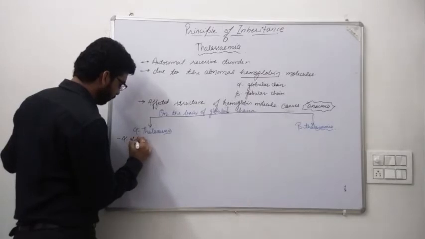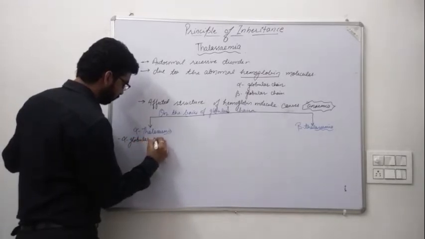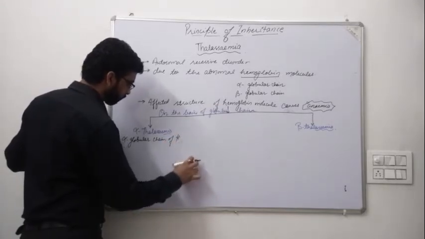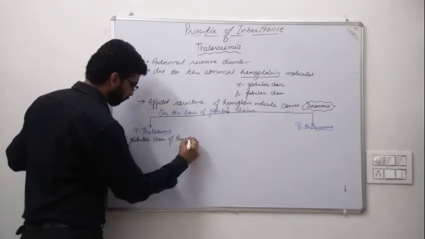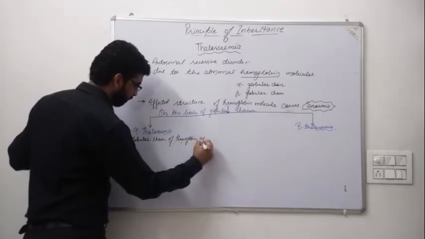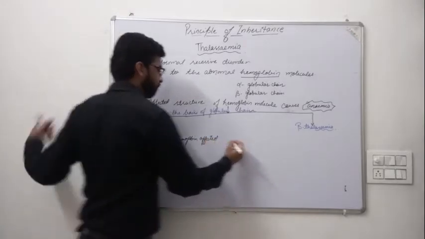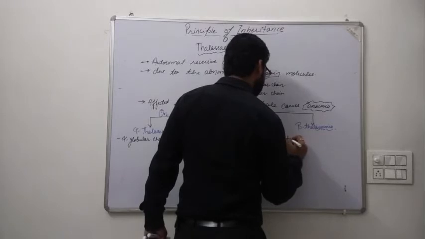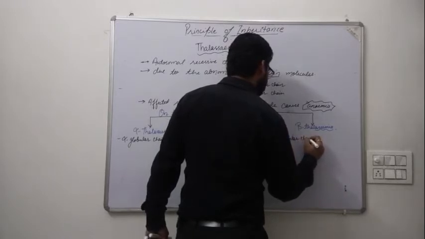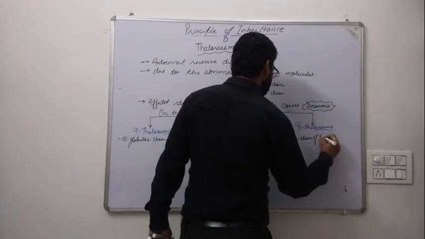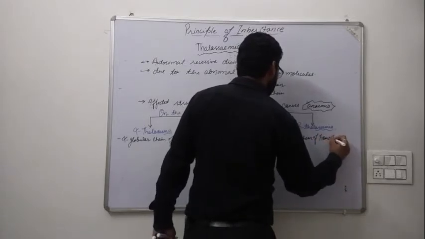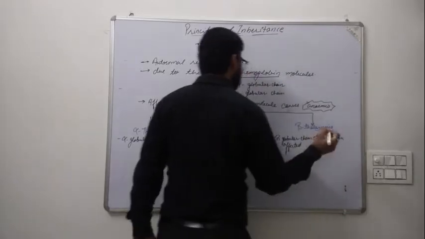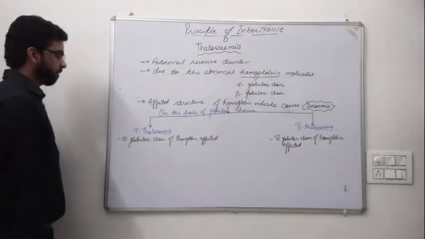In alpha thalassemia, the alpha globular chain of hemoglobin is affected. In beta thalassemia, the beta globular chain of hemoglobin is affected.